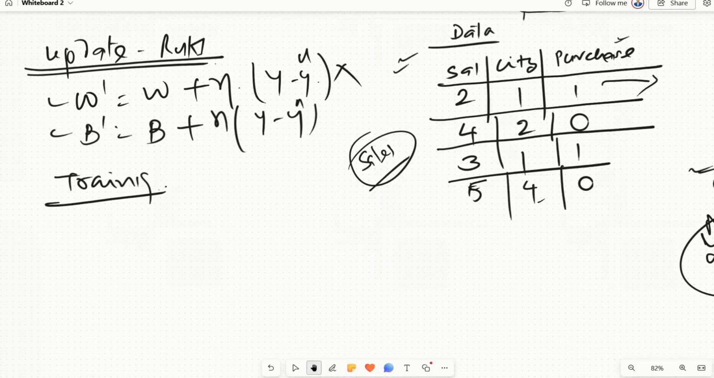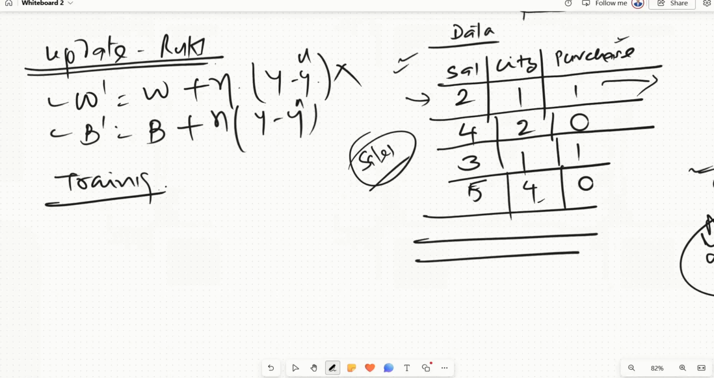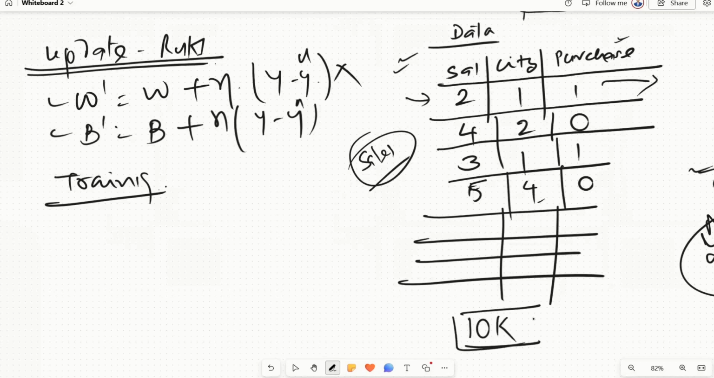Okay, so here the perceptron will take any data point. Let's suppose I have this data, and I'm just taking 4 data points. It can have multiple data points, I'm just explaining to make it simple. Suppose I have 10k data points, 10,000 rows, and I want to train my model on this data set. So what happens behind the scenes?